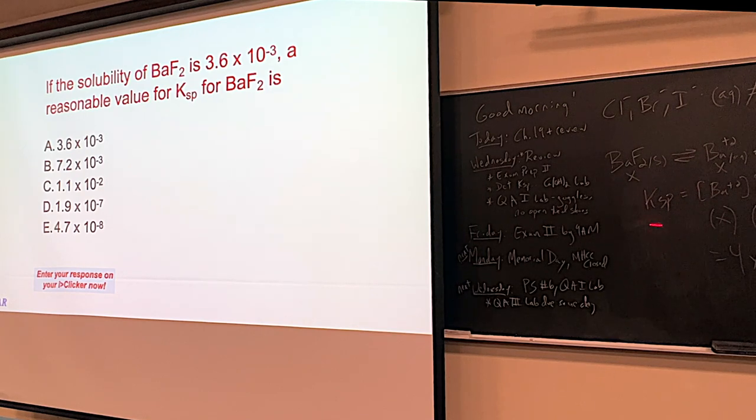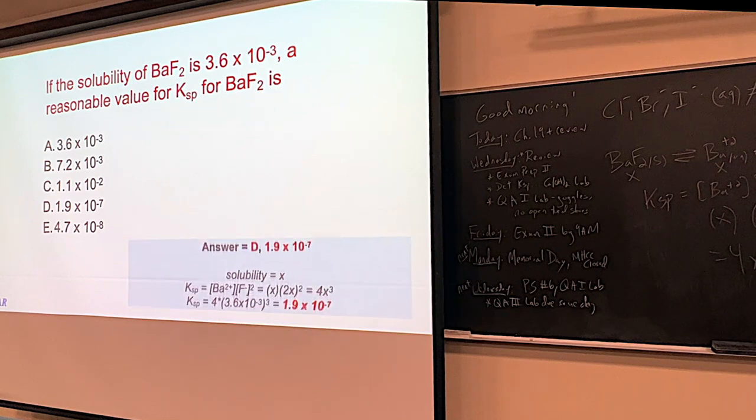X is the solubility, and Ksp, of course, is the value you can look up. You can almost always look up Ksp values, but solubility sometimes is not there. There's other things you can do with Ksp besides solubility. So one way to do this problem is to literally take this number and put it in there for x. X to the third power times 4 will give you the answer. You could also take this number, multiply it by 2 and square it, and then multiply it by x again, and either way is fine. But when you do this, you should get 1.9 times 10 to the minus 7.